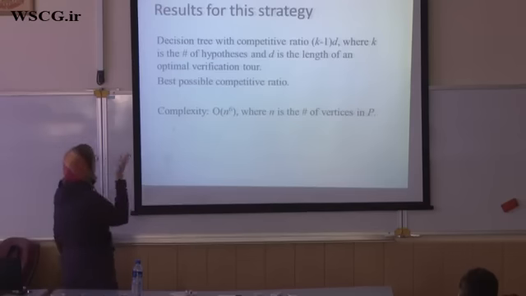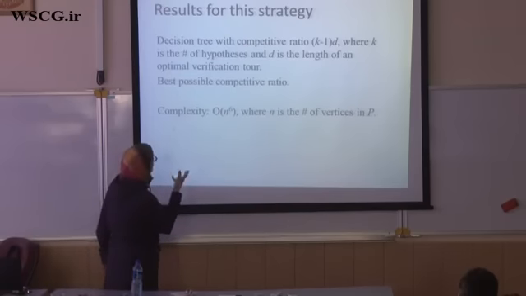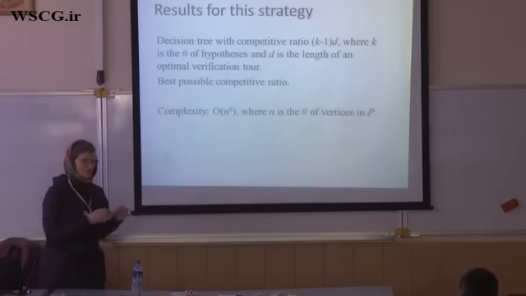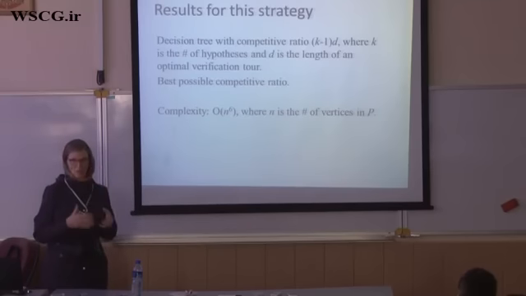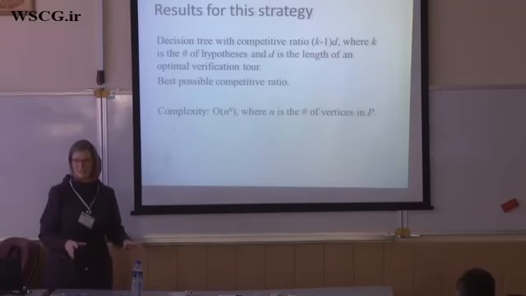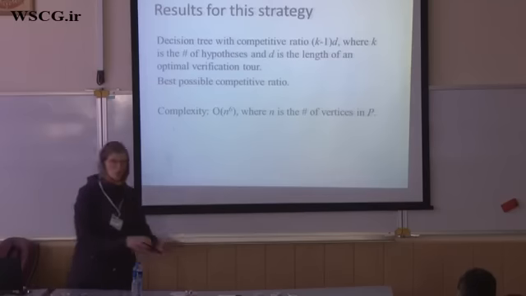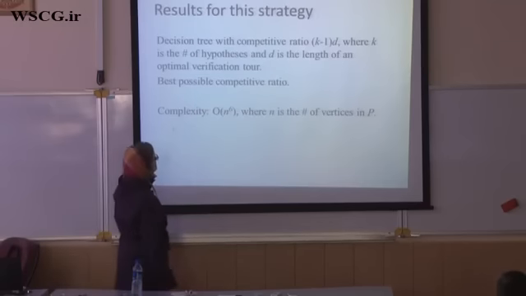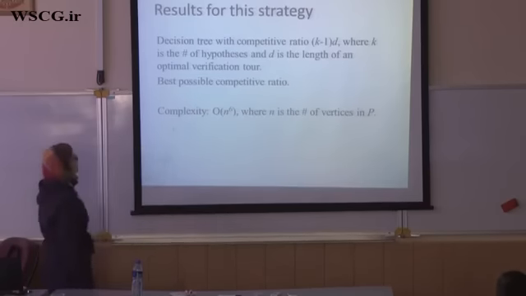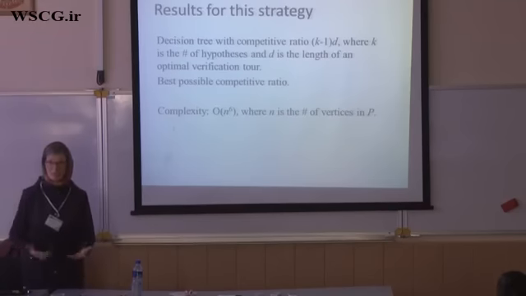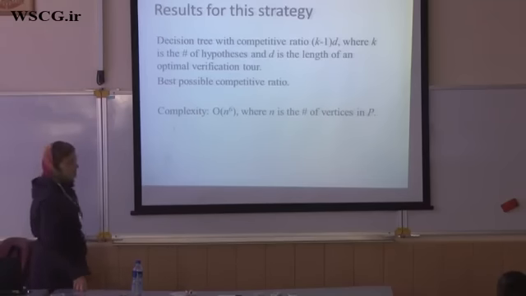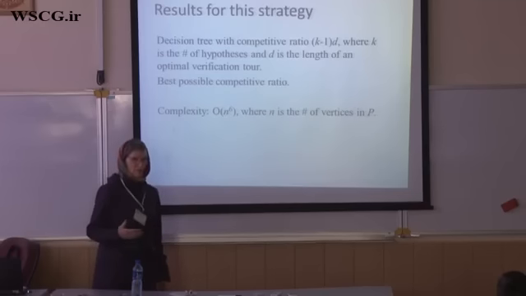Okay, so the result of this strategy is that you can create a decision tree, a plan once and for all, in a tree-like form that tells you what to do as you go from one location to another and rule out hypotheses. Depending on which hypotheses you rule out, what do you do next, and so forth. You can come up with a strategy that has a competitive ratio of (k minus 1) times d. Here k is the number of hypotheses. So in the pictures we've been looking at, we've had k equals 4 or k equals 2. And d is the length of an optimal verification tour.